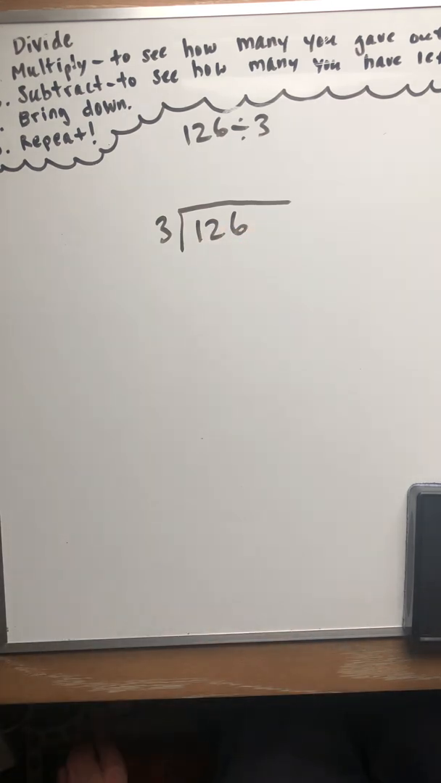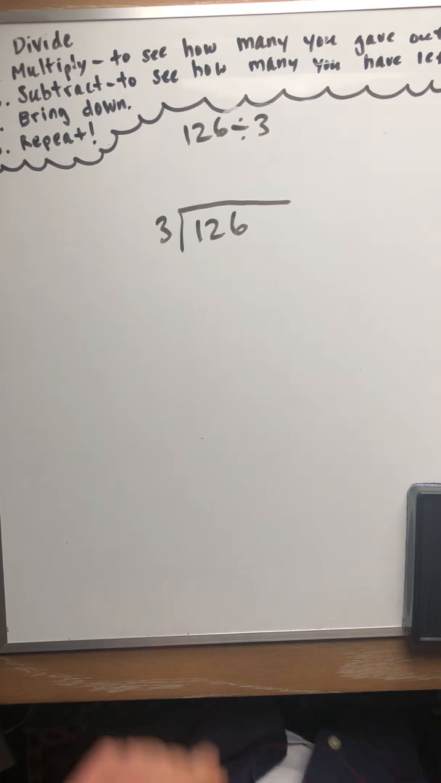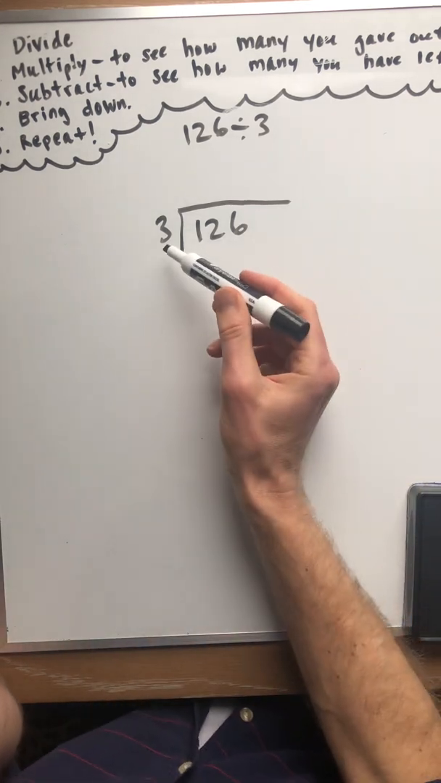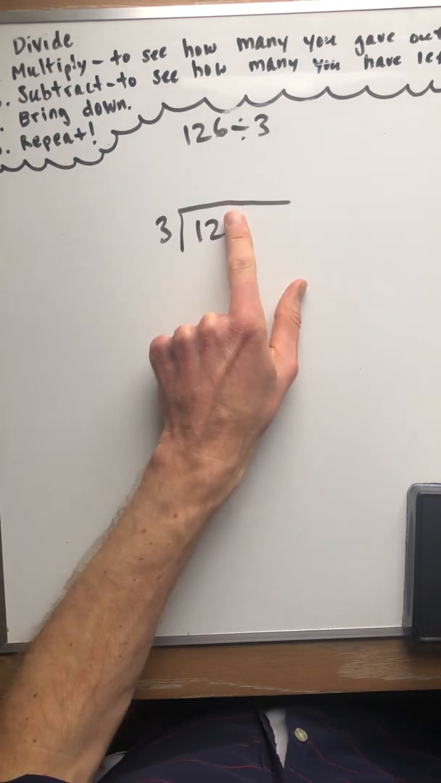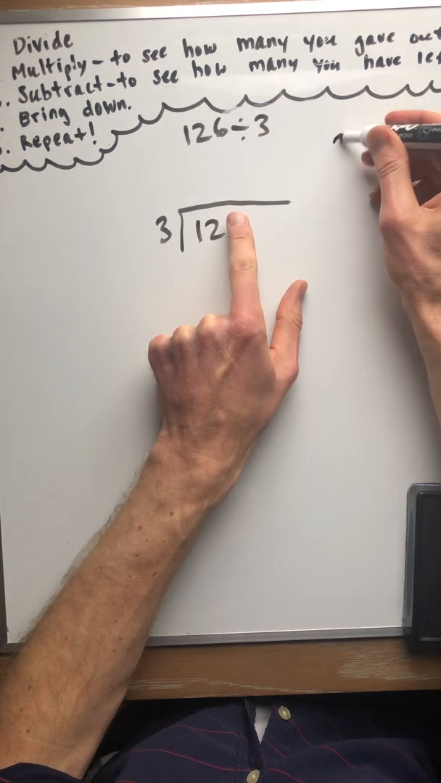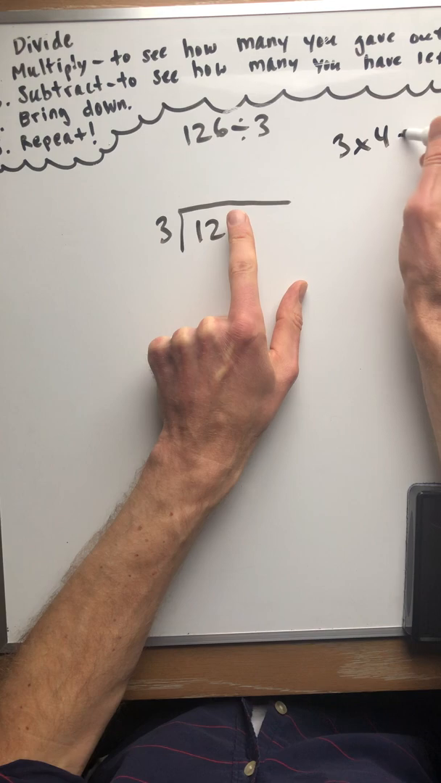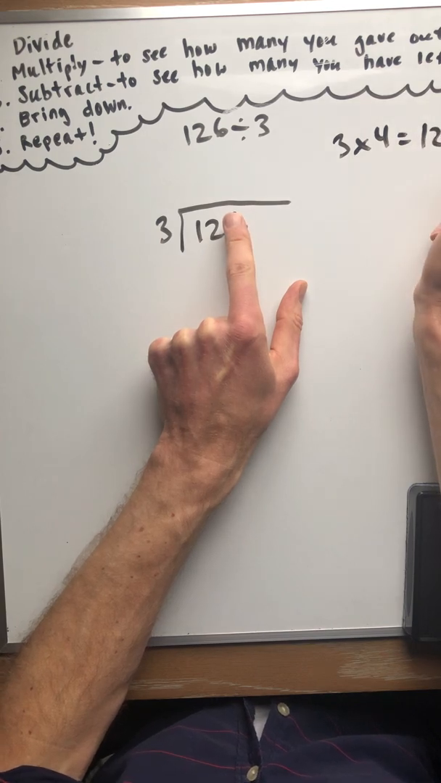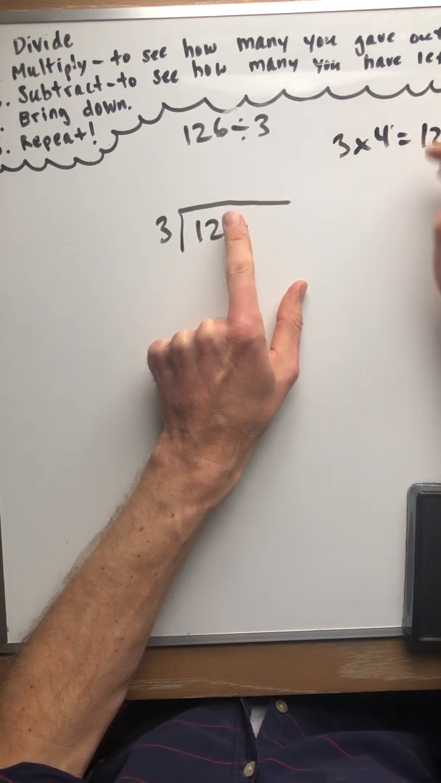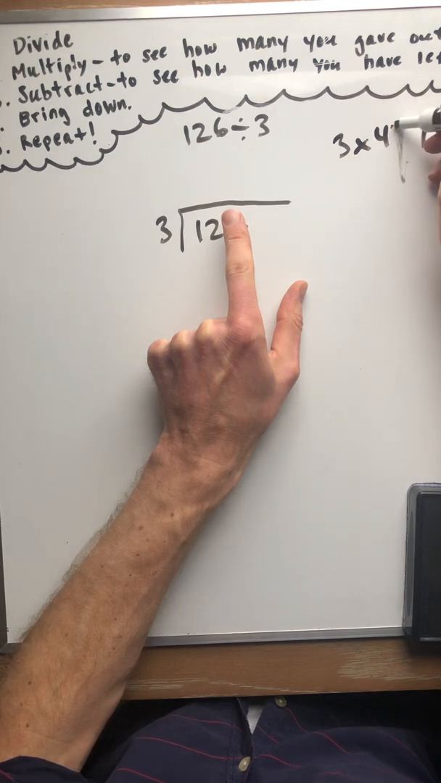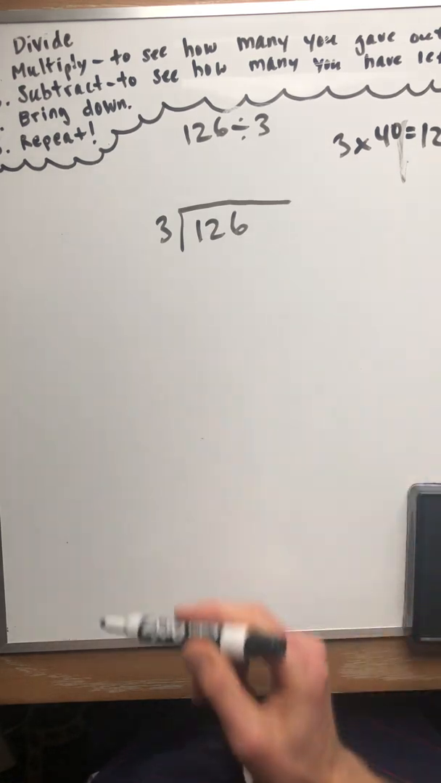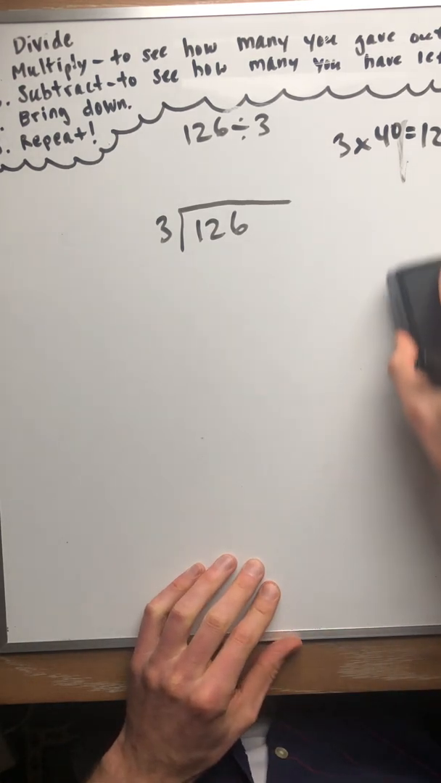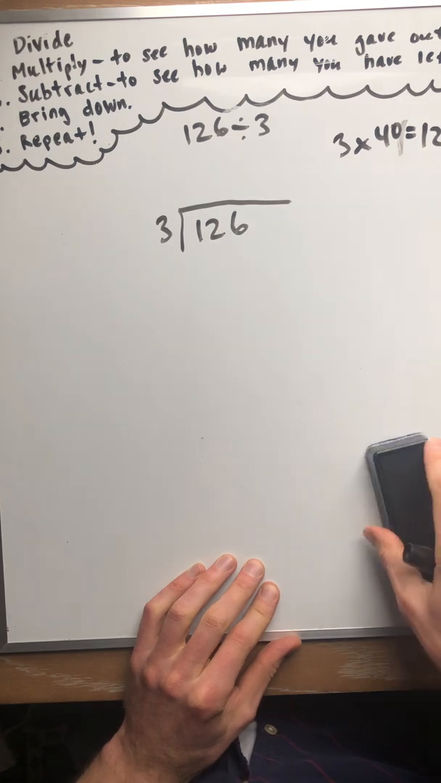First of all, I'm just going to make a guess. 3 times what equals 126? Well, I might just look at those first 2 numbers. I know 3 times 4 equals 12. So I know 3 times 40 equals 120. So it's going to be about 40. It's going to be a few more than that. Let's find out how many more it is.